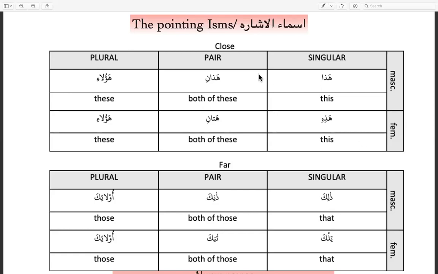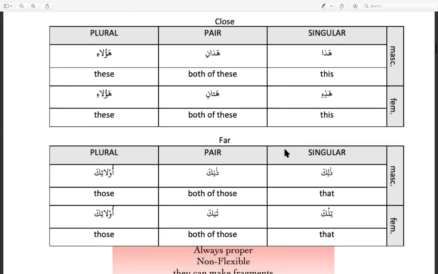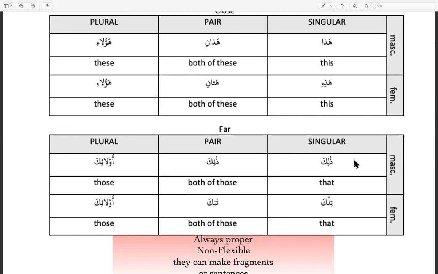So these are our close ones. When we are pointing at something close, we are going to use the word haza, this. Now for the far, we have a different word, which is zalika. Zalika is again masculine. Zanika is the dual and ulaika is the plural. So zalika, zanika, ulaika. And the translation is that, because this is for the far pointer.